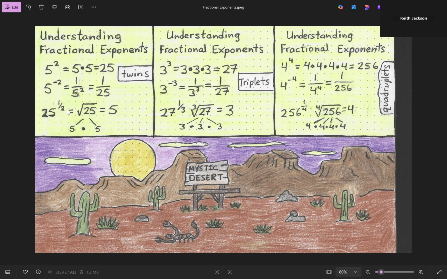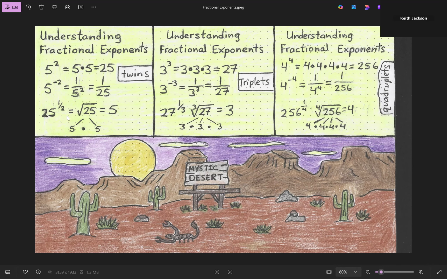But before we get to that, let's go ahead and work with 5 squared first so we can understand the pattern of what we're trying to do here. We know that 5 squared, or 5 raised to the second power, is going to equal 5 times 5, which is equal to 25. And we also know that 5 raised to the negative 2 would be 1 over 5 squared, which will equal 1 over 25.